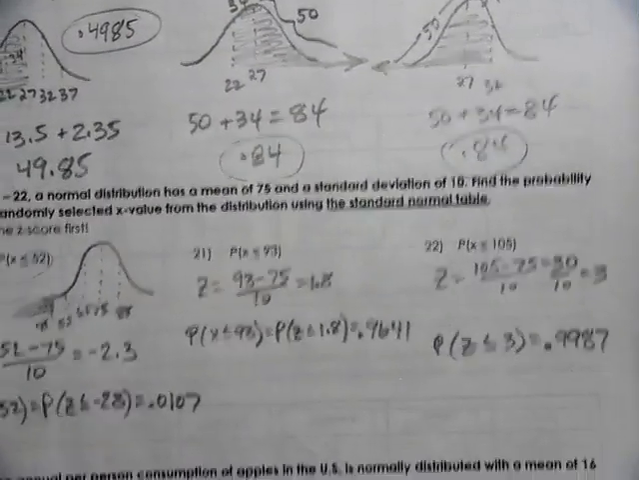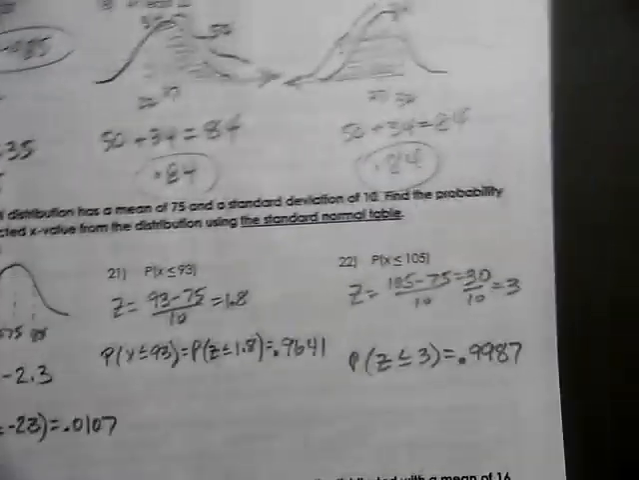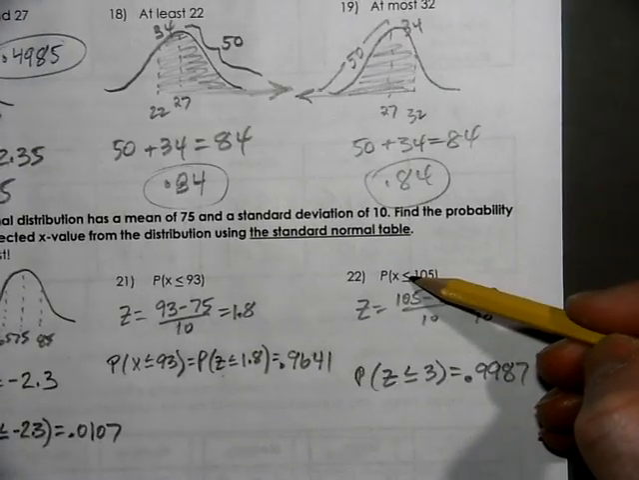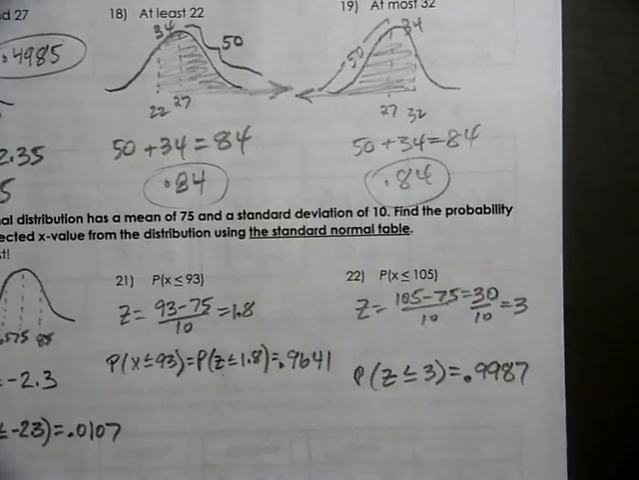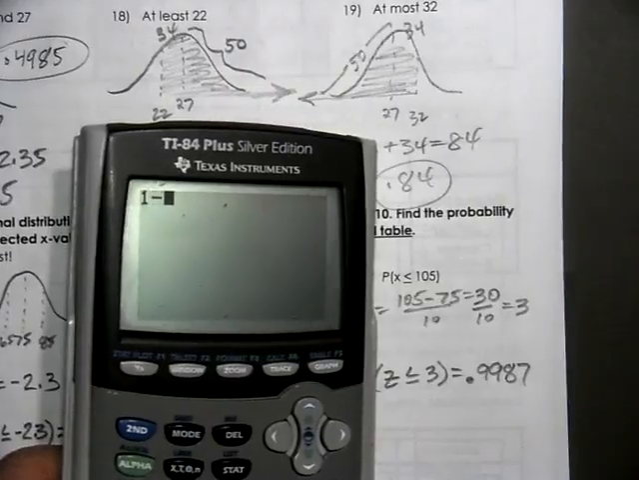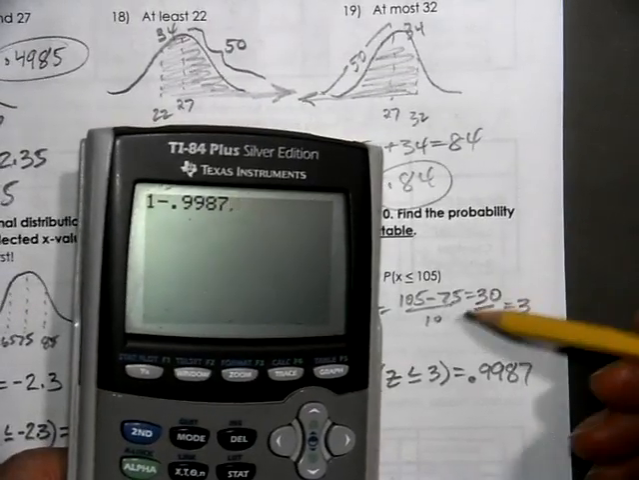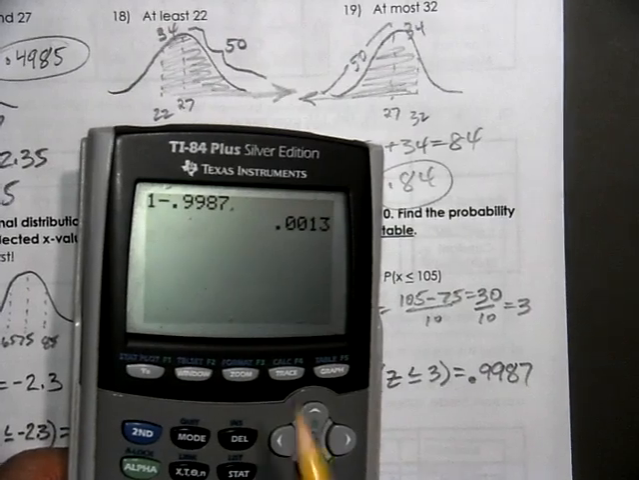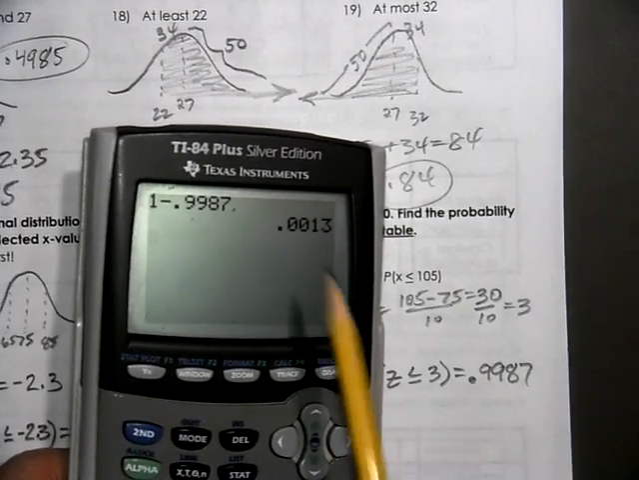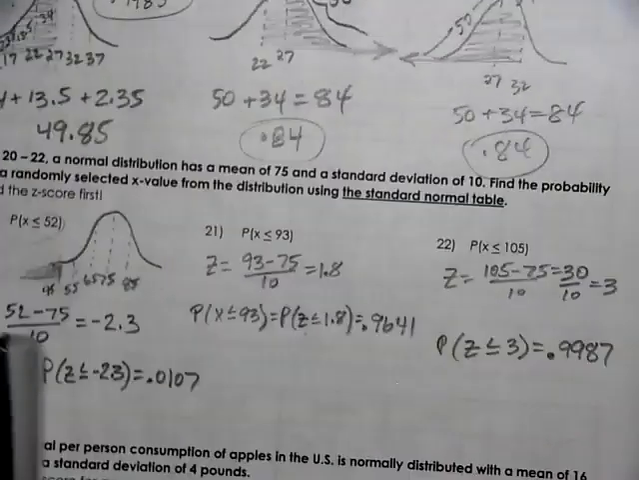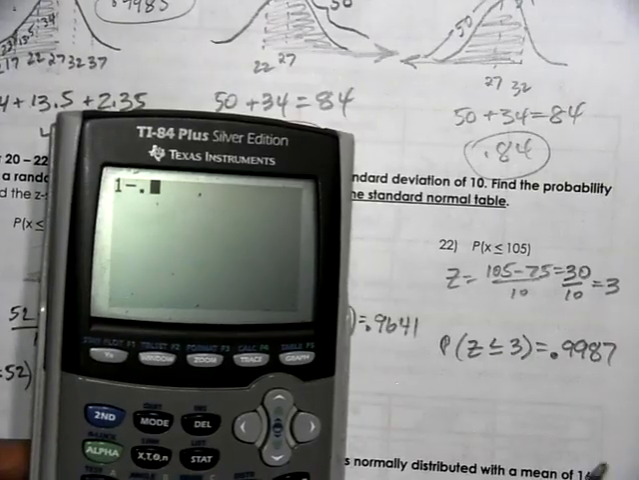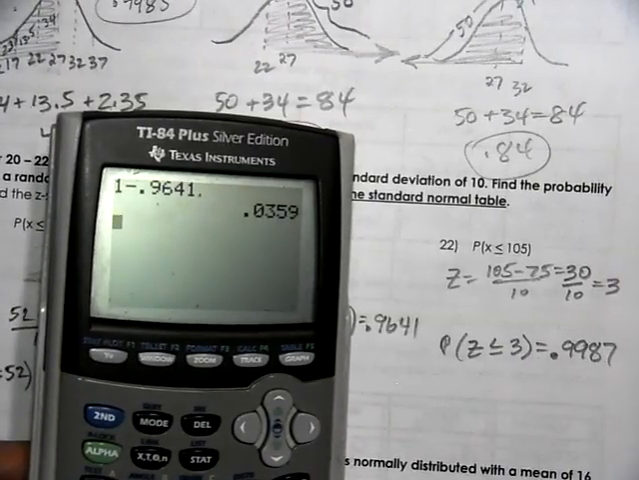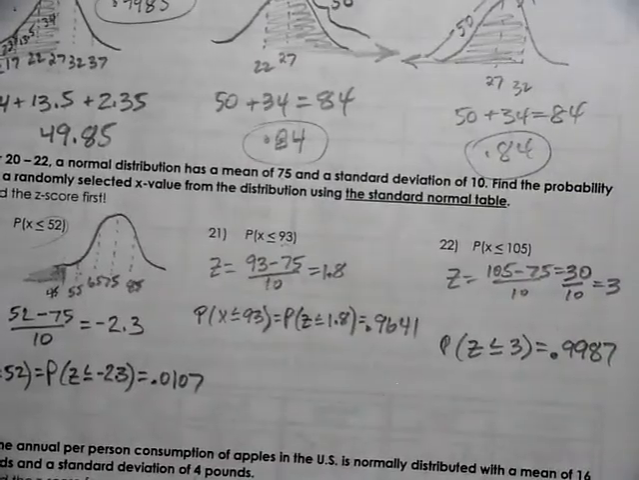And that is it. What I see that we didn't cover here in this review, we didn't cover greater than. So if we wanted to know greater than 105, don't forget we'd do 1 minus 0.9987. We'd have to do those calculations, and that would be your probability. If you wanted to know greater than 93, you'd have to do 1 minus 0.9641. Alright, very well.